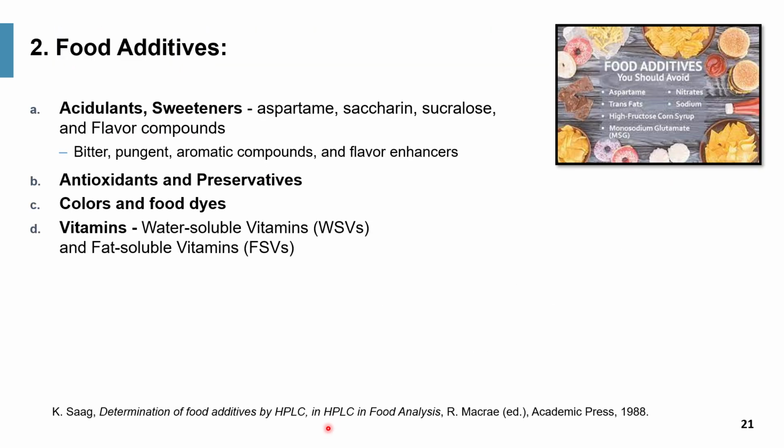The next big area is food additives. These are in different categories, from acidulants to sweeteners, such as aspartame, saccharin, and sucralose, which is Splenda, and other flavor components, which give you bitter, pungent, and aromatic compounds. And also additives such as antioxidants and preservatives, colors and food dyes, and water-soluble and fat-soluble vitamins.